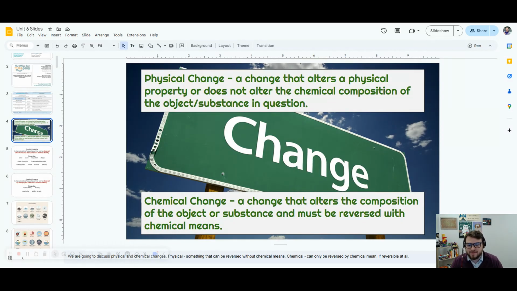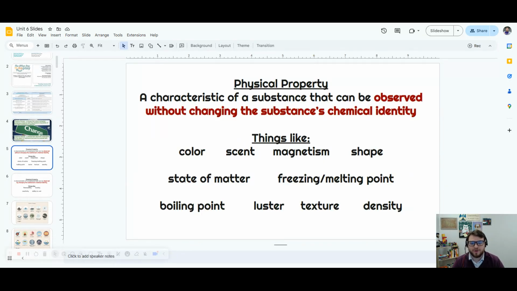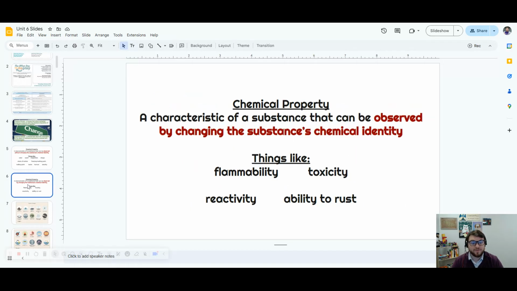So we started the unit by talking about physical changes and chemical changes. Remember, physical changes alter a physical property, but not the chemical composition. And a chemical change is an actual chemical reaction, right? Where we have chemicals that are changing their composition throughout. So some of those physical properties here are things like color, scent, the state of matter, and chemical properties are things like flammability, toxicity, and stuff like that.